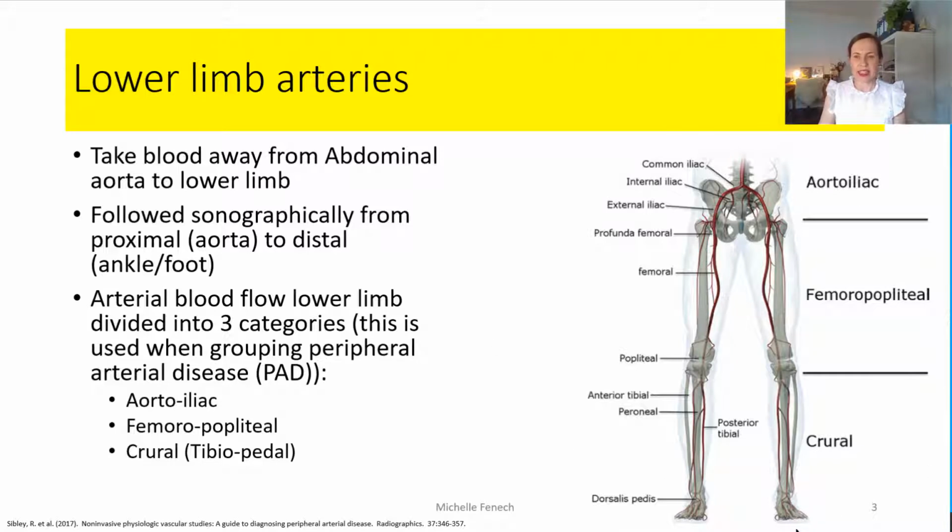We break the leg up into different sections. So we've got up here the aorto-iliac, which covers the aorta down to the iliac vessels, and then what we call the thigh and the knee area, so the femoral-popliteal vessels, which go from hip down to knee, and then what we call the crural or the tibio-pedal. Tibio refers to the region of the tibia, and pedal refers to your foot.